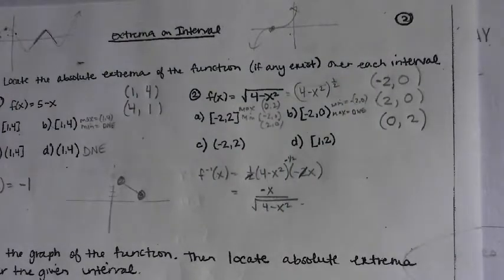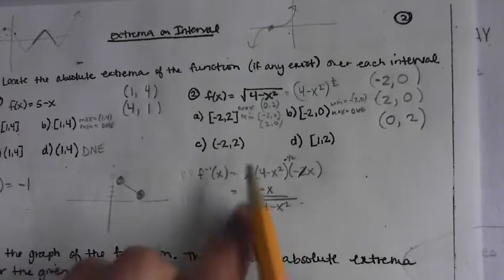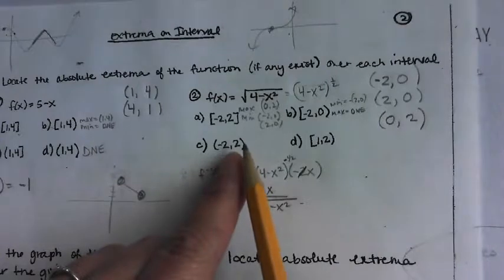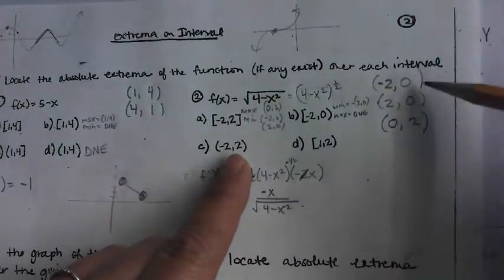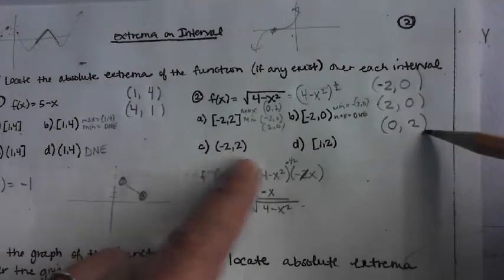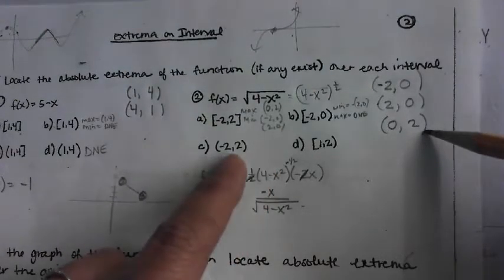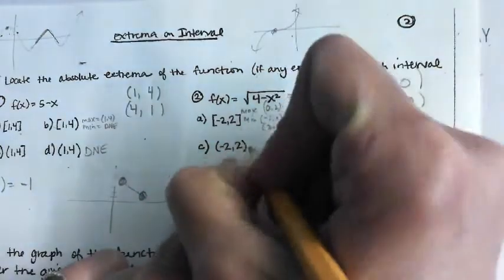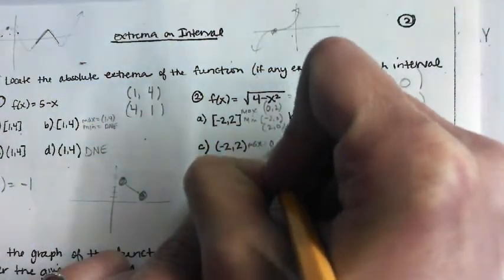Just a lot of little finicky things here. Nothing overly huge conceptually, but keeping track of what's included and what's not. From -2 to 2, both with parentheses, the only point we have as an option is this (0, 2), because these are both not including the endpoints. So we only have a maximum here at (0, 2).